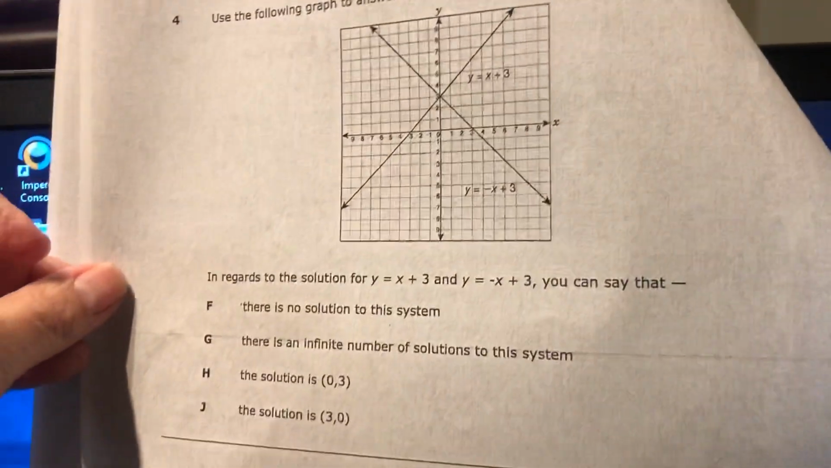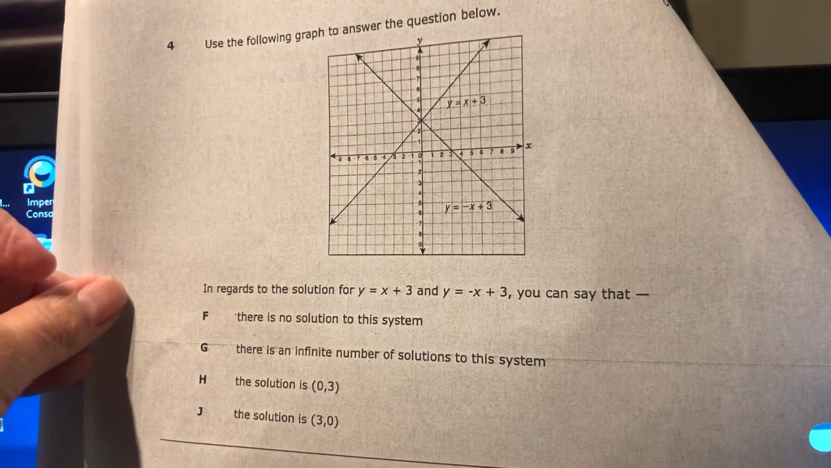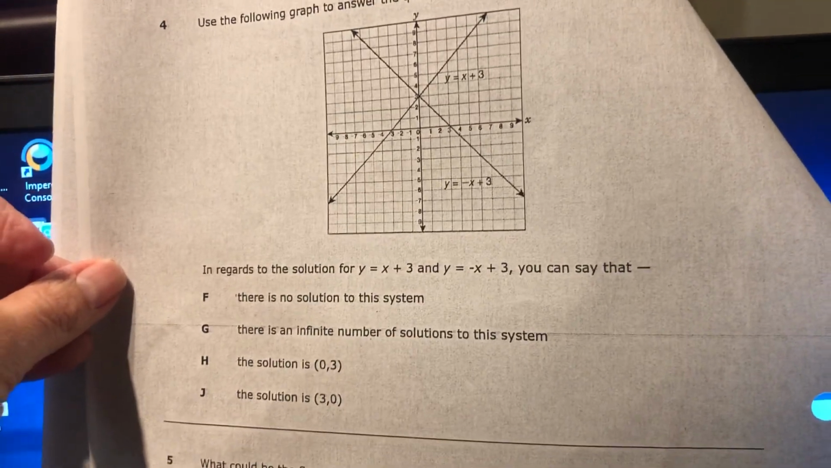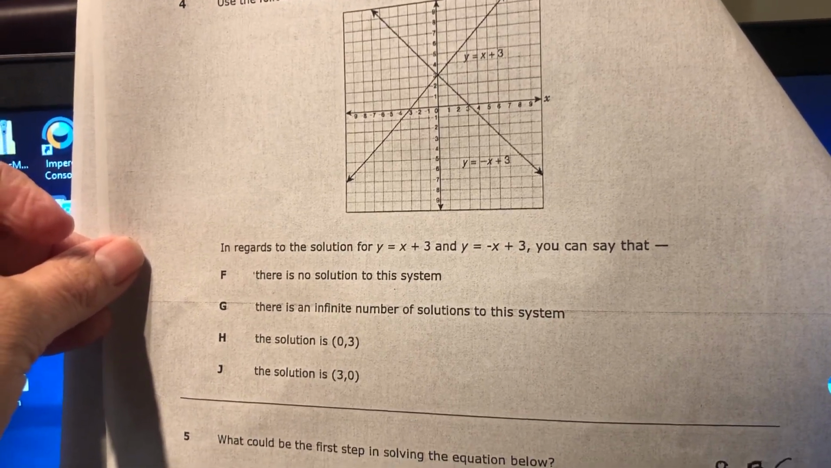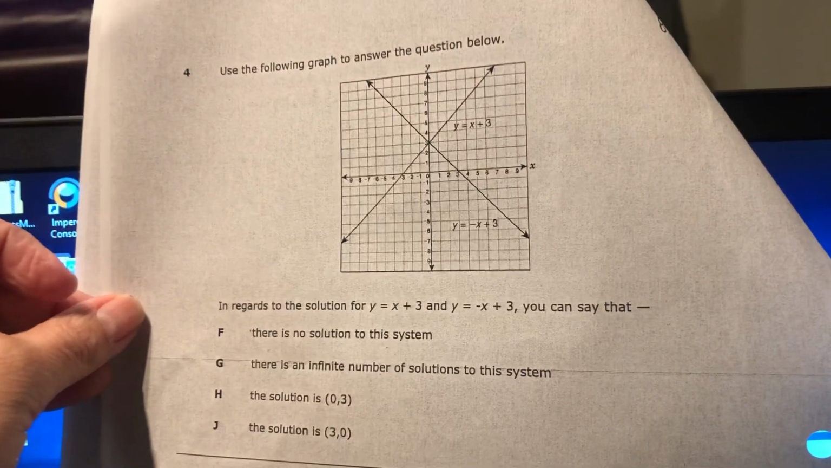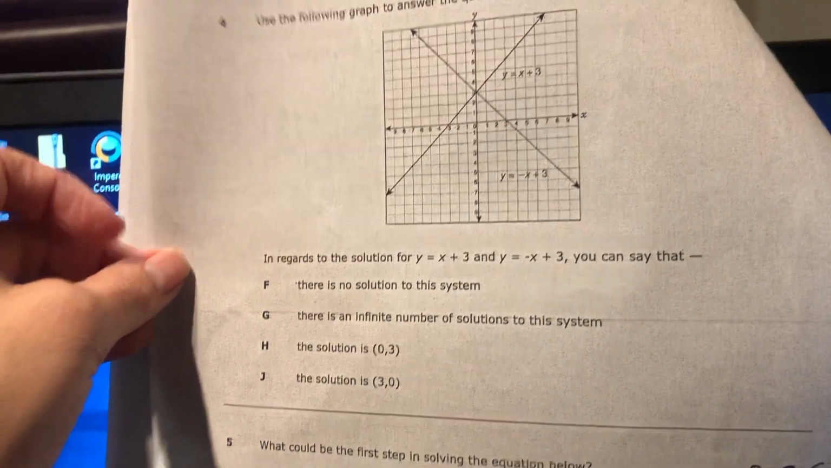Use the following graph to answer the question below. In regards to the solution for y equals x plus 3 and y equals negative x plus 3, you can say that F, there is no solution to this system. G, there's an infinite number of solutions to this system. H, the solution is 0, 3. J, the solution is 3, 0.